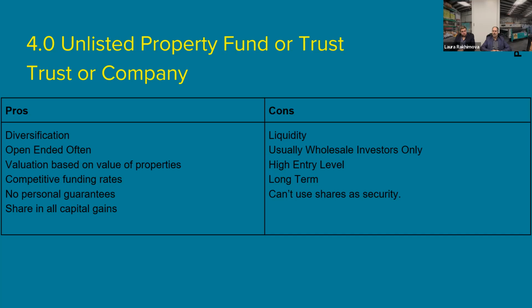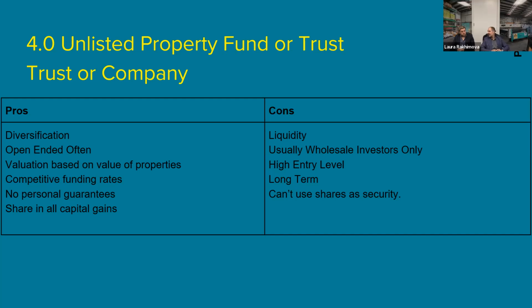We go to a maximum of 45% loan to value ratio. Currently, we're sitting at just below 40% LVR. So banks like that, the risk is low, and they give pretty good rates. So no personal guarantees. And all the shareholders get a share of the capital gain based on the shares you hold. So it's proportional to the number of shares you hold.